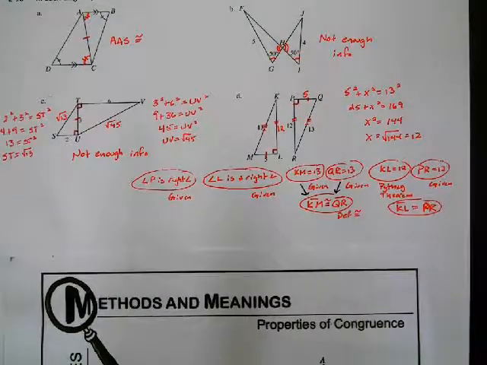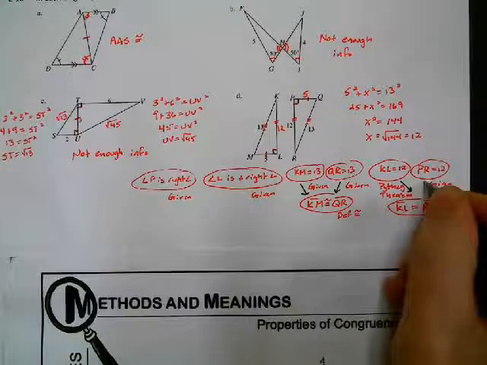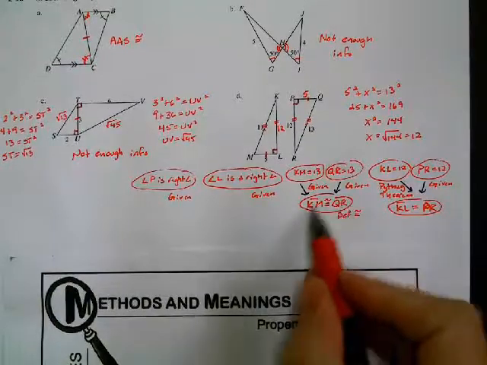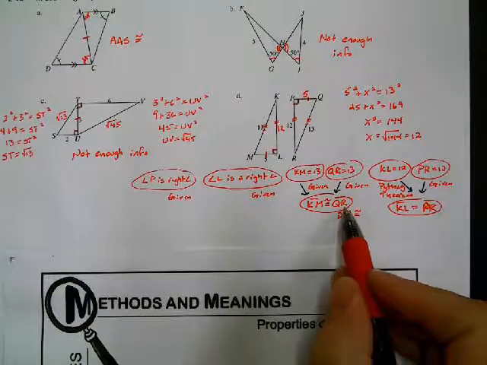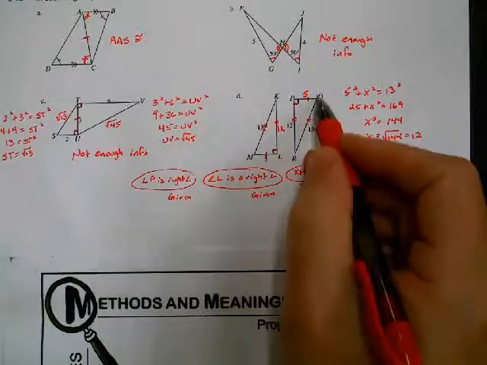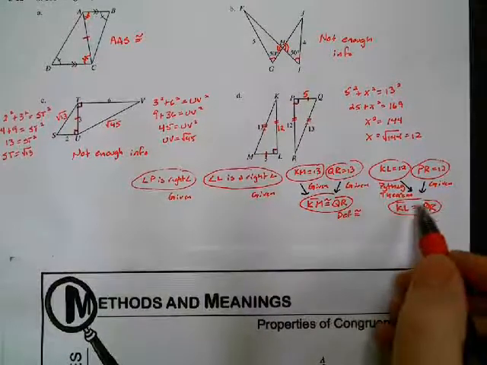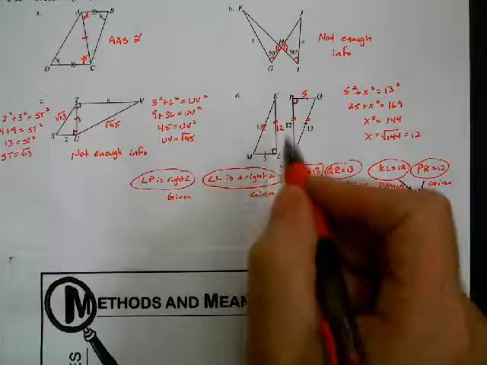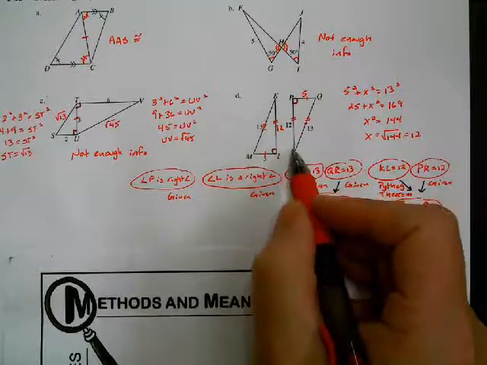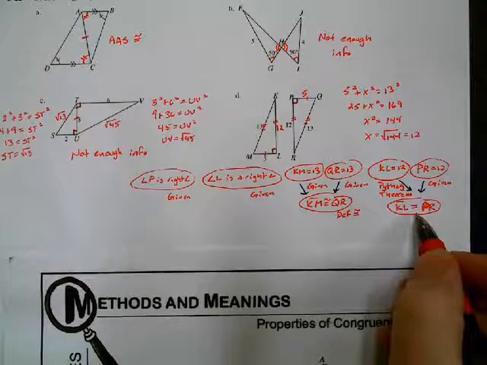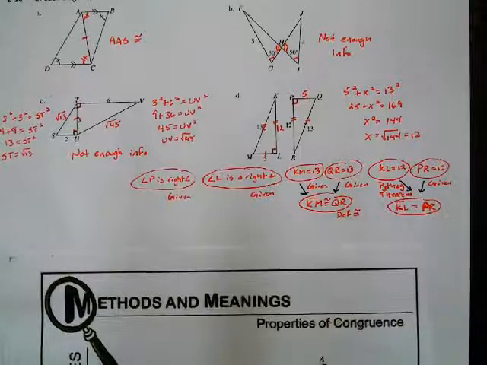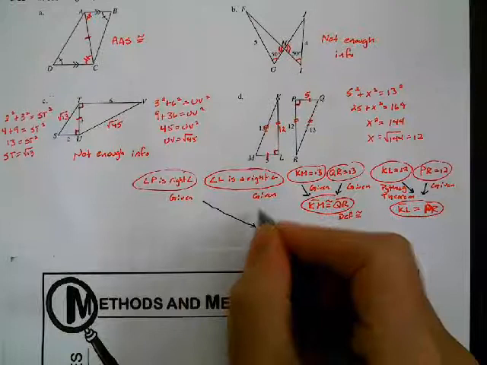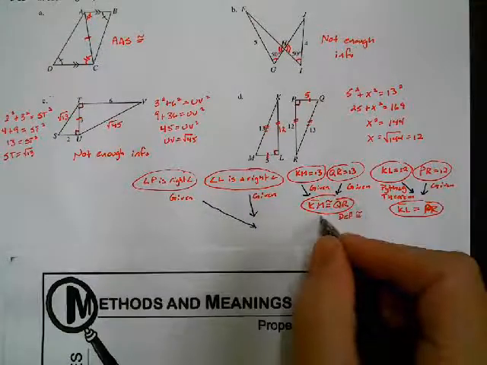Now what do I have? I've got this one right here, KM and QR. Those are the hypotenuse. I've got KL and PR, the 12s right here, those are a leg. So, since these two statements are saying it's a right triangle, since this statement is saying this is the hypotenuse and this one's saying that it's the leg, I can now say the two triangles are congruent.